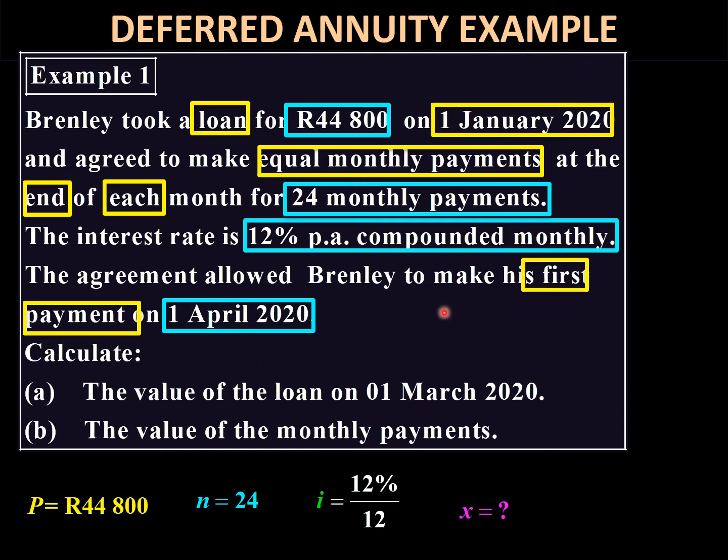You can see he's missing February. He's missing March. So there are 2 months that he's missing. Then he starts only paying after that. So there's a deferment of 2 months there. So we have to find the value of the loan on the 1st of March, and then the value of the monthly payment. So let's look at it in the next slide.